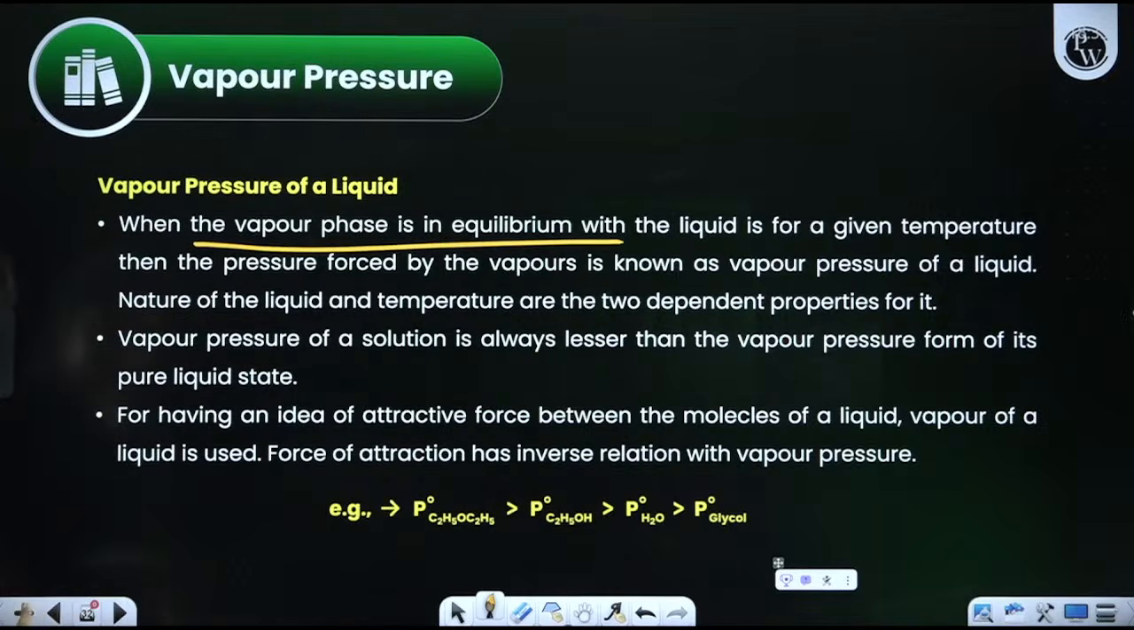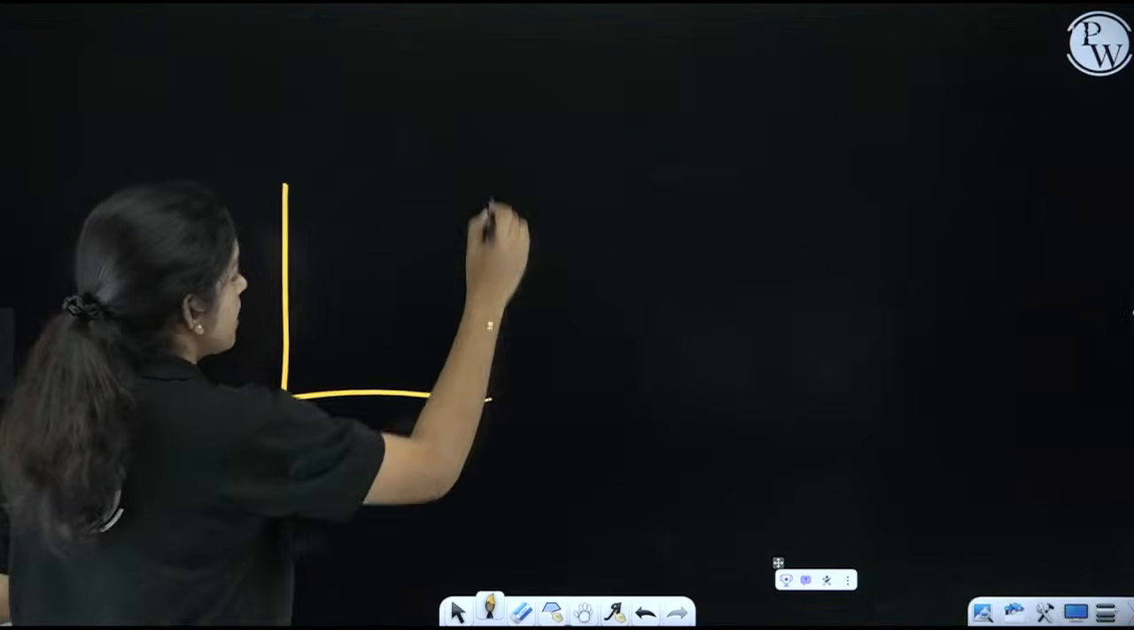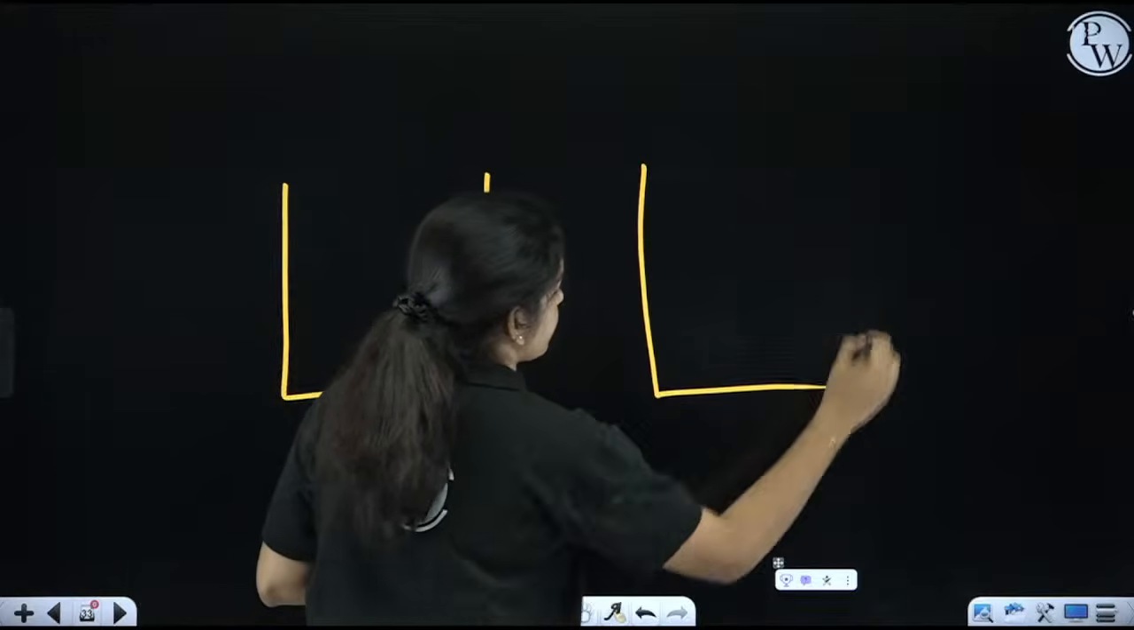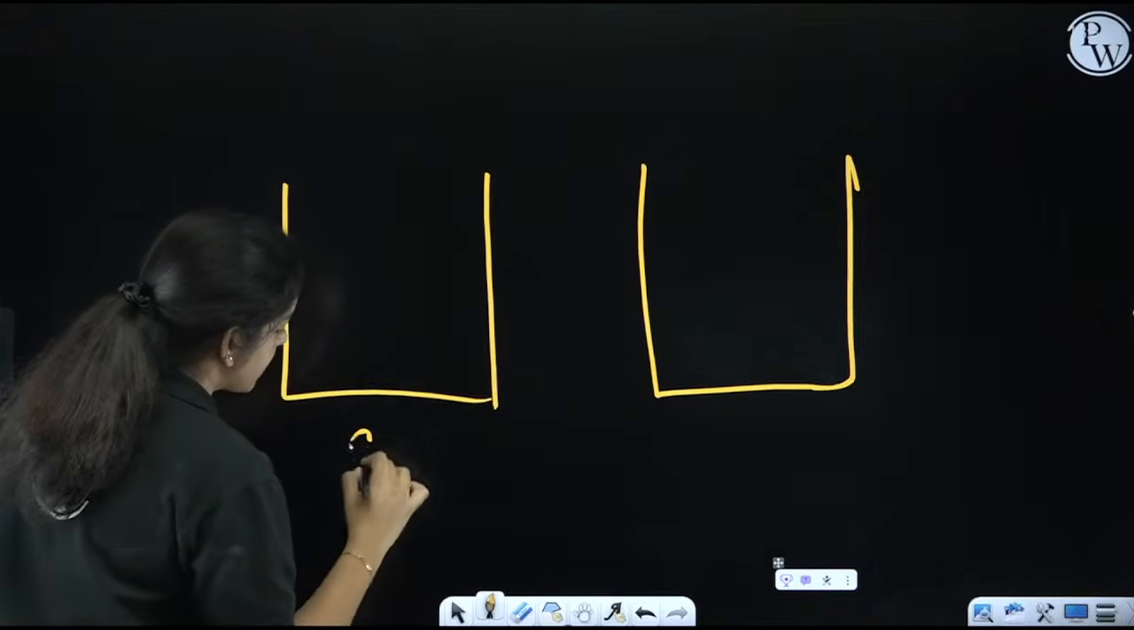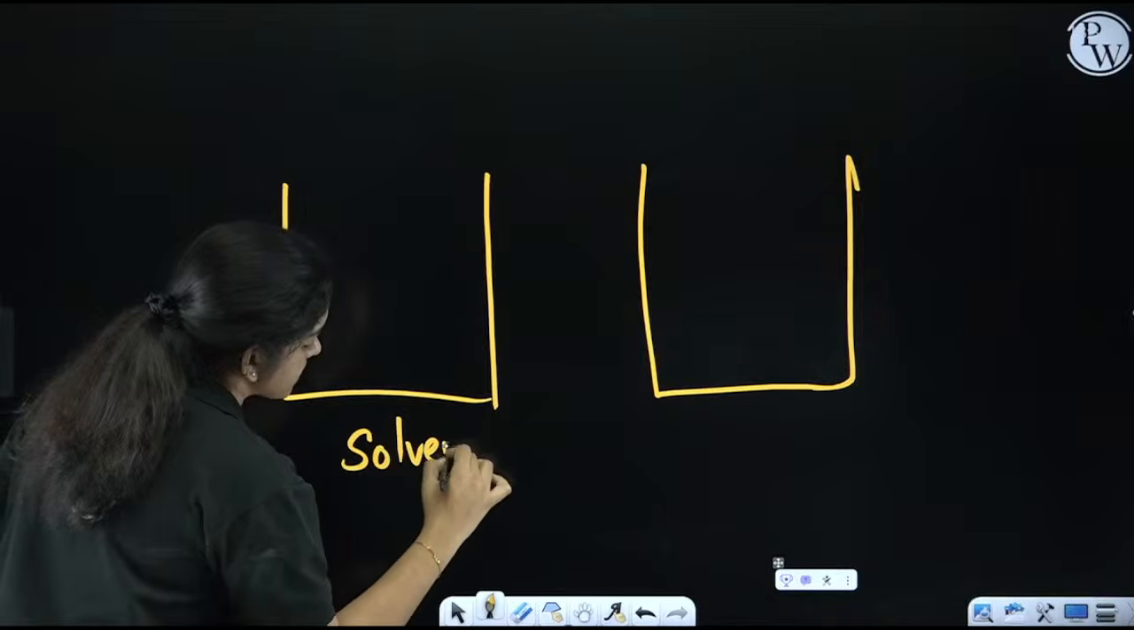So we can learn this with an example: there are two beakers. The first one has only solvent.